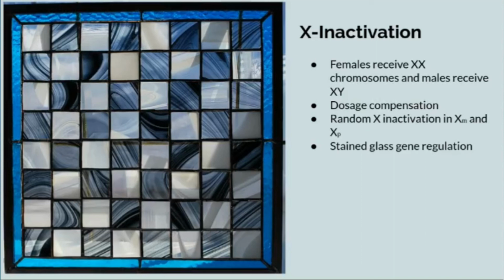But this isn't a simple thing. We don't produce proteins from just one of these chromosomes. What happens is called X inactivation, where certain genes on each chromosome are, quote, turned off. This is a random process, so a female will express a variation of genes from the maternal X chromosome and the paternal X chromosome. It's like a stained glass window and another form of gene regulation.